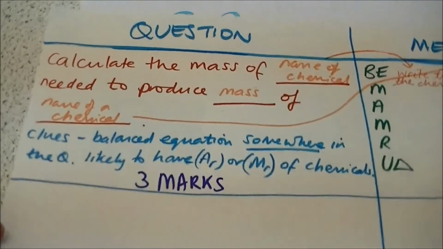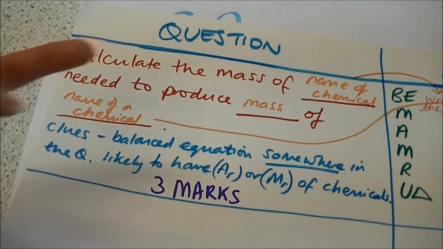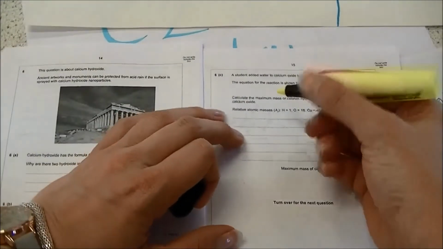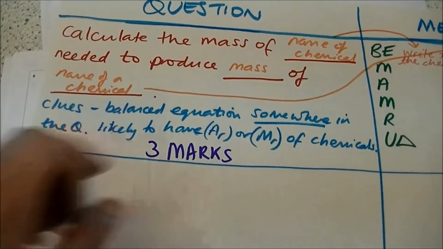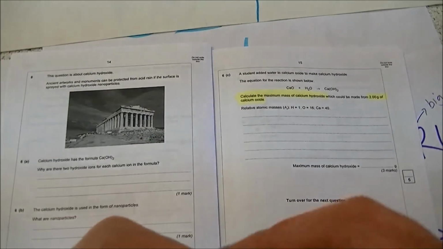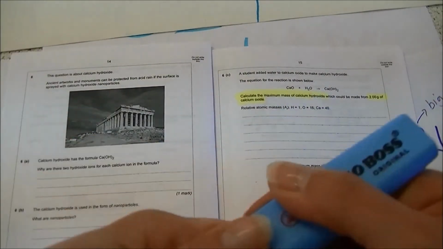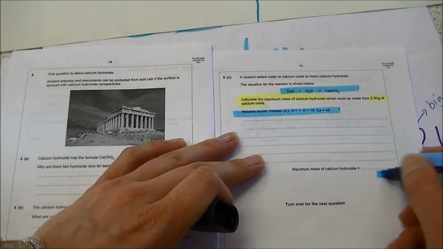So in terms of revision, it's totally matching up to our reacting mass question style. It's asking us to calculate the mass of a named chemical. That's here. It's asking us to calculate the maximum mass of calcium hydroxide, and it's given us the mass of another chemical. So it's told us that we've got 2.00 grams of calcium oxide. The clues are all there. The clues are that there's a balanced equation. They sometimes give you the atomic masses, and that it's worth 3 marks.